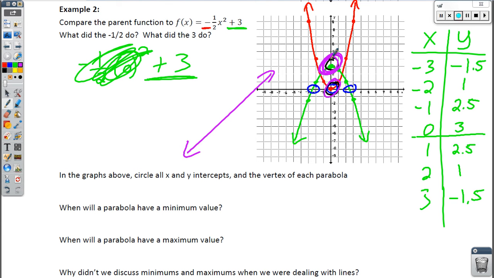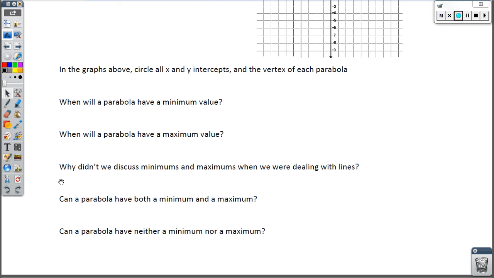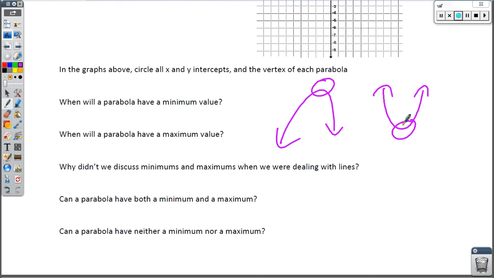Similarly with the red graph, this vertex here, there is no point on that red graph that is lower than that point right there. It is the lowest point, the absolute lowest point. So it is the minimum value for that parabola. Now a couple more questions here. Can a parabola have both a minimum and a maximum? Well, again, if you think about how they look, they either open down or they open up. So that's going to give them either a maximum or a minimum. You can't have both. You can't have neither. You're always going to have one or the other depending on which way it opens up.